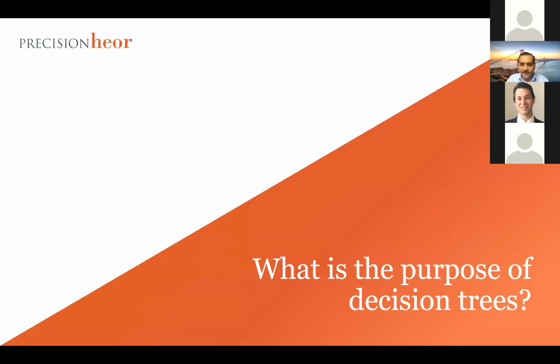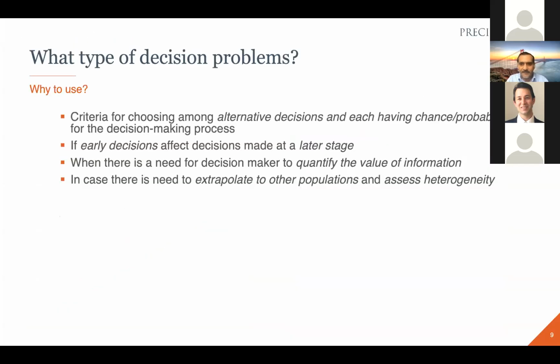But let's talk about decision trees. What is the precise purpose of decision tree models? The criteria for choosing an alternative decision is the same idea as in any economic evaluation method. In a decision tree, we do the same thing. But here you also have chance and probabilities in each decision. It's not always that one alternative will occur or not occur. There is always a chance associated with certain possibilities.